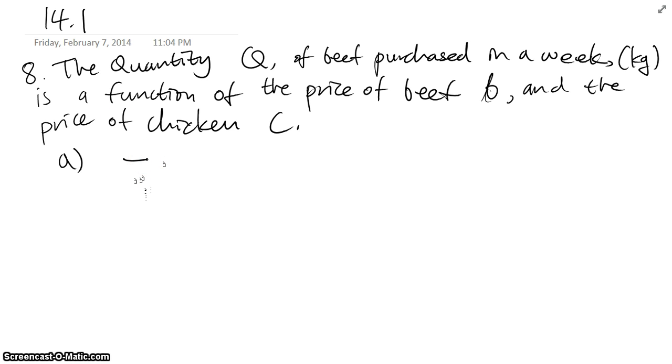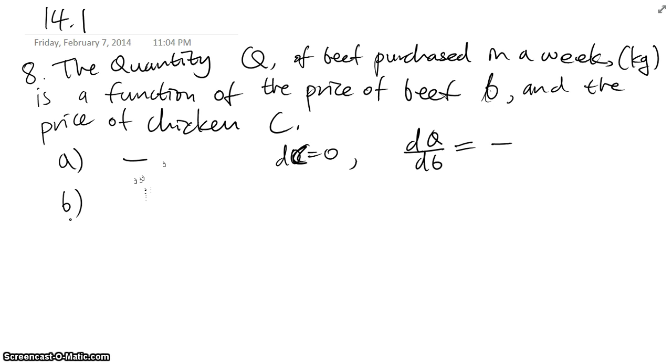given the price of chicken is remaining the same, so dC is 0. dQ/dB is going to be a negative value, since an increment of B indicates a decrement of Q, and a decrement of B is going to indicate an increment of Q. So they are negatively related.